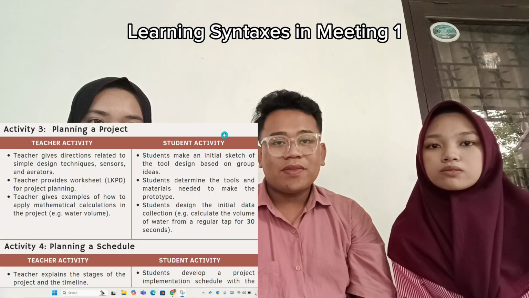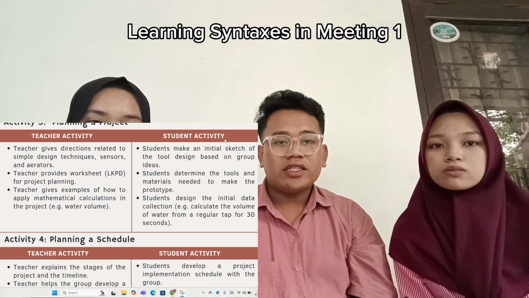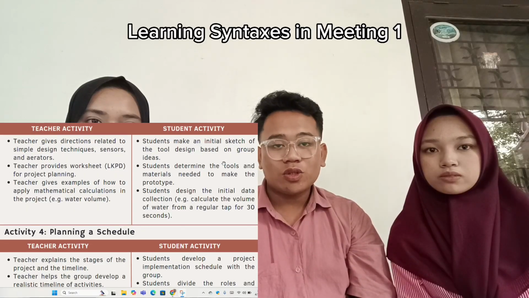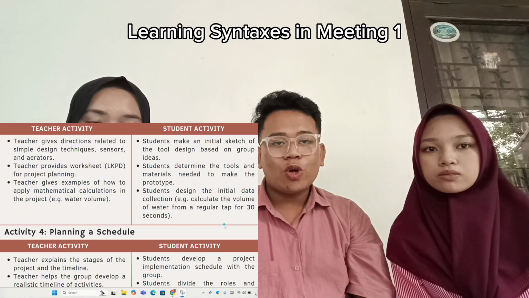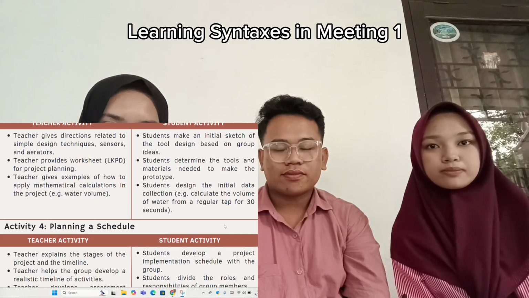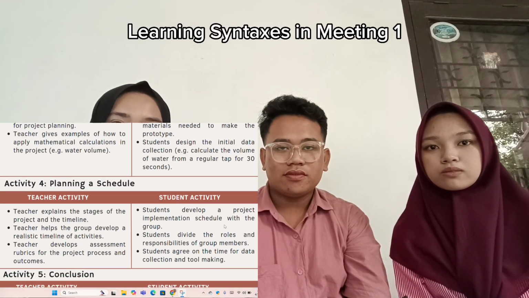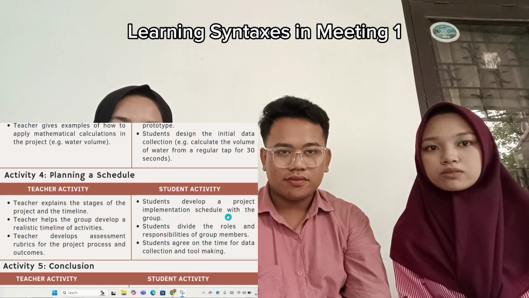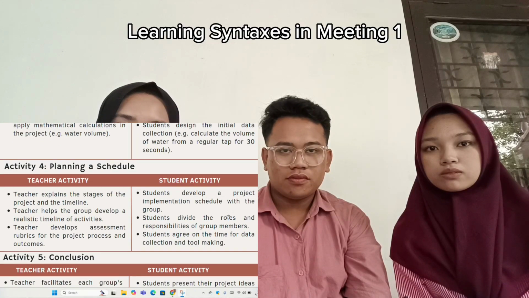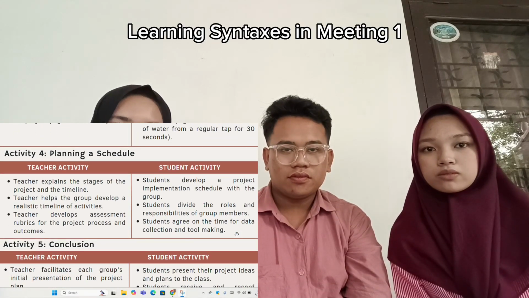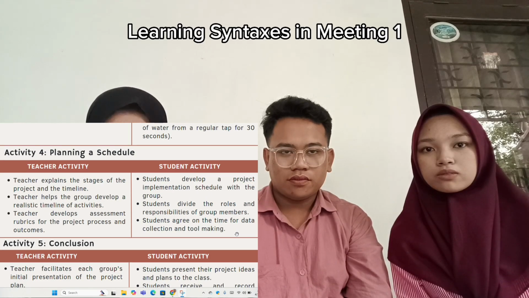Okay, activity 3 is planning a project. Students make an initial sketch of the tool design based on group ideas. And then students determine the tools and materials needed to make the prototype. Okay, next activity 4, planning a schedule. Here, students develop a project implementation schedule with the group, and students divide the roles and responsibilities of group members, and students agree on the time for data collection and tool making.